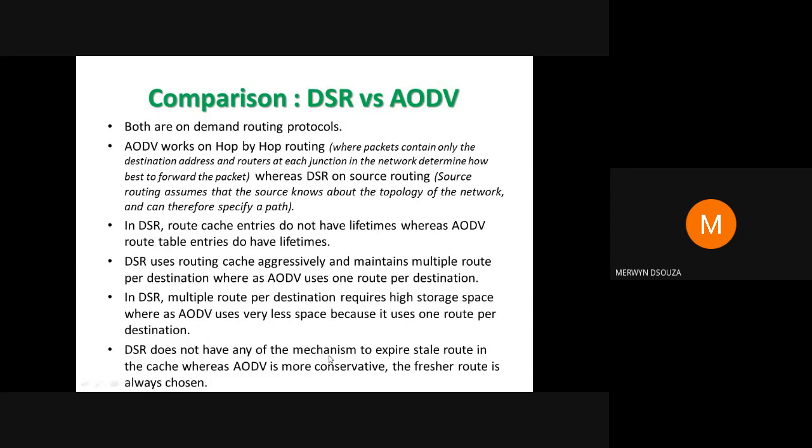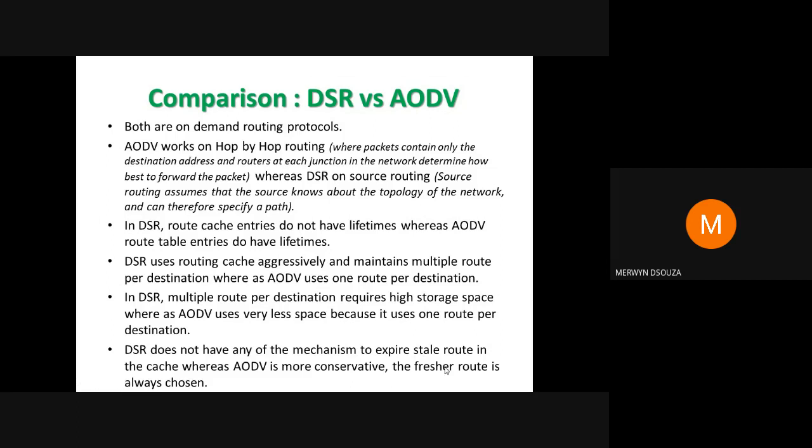So in DSR, you may not be able to determine which route is shorter or which route is older. It does not have any mechanism to decide that. But in AODV, since there is only one route, there is no choice. You have to always use that route.